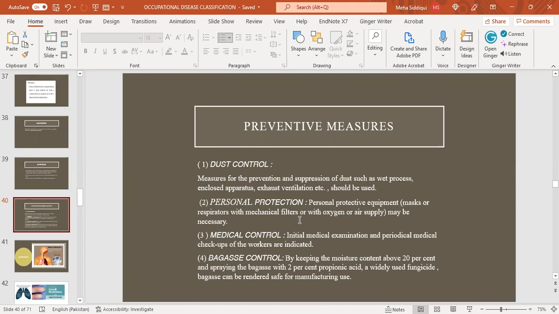Dust control measures for the prevention and suppression of dust, such as wet process, enclosed apparatus, and exhaust ventilation should be used. In personal protection, PPEs like masks and respirators with mechanical filters should be used. Medical control: initial medical examination and periodical medical checkups of workers are indicated. And bagasse control: by keeping the moisture content above 20% and spraying the bagasse with 2% propionic acid, a widely used fungicide, bagasse can be rendered safe for manufacturing use.